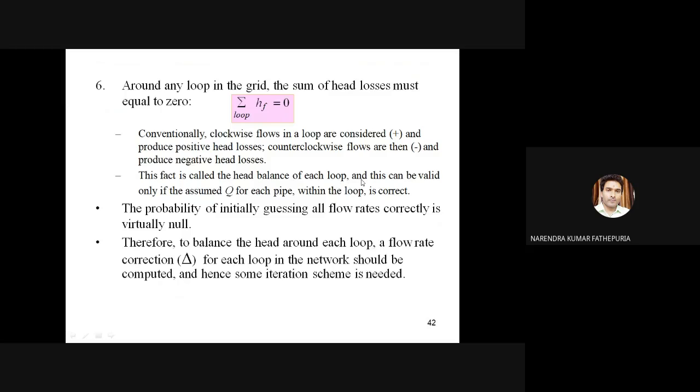This fact is also called the head balance of each loop, and it is valid only if the assumed Q for each pipe within the loop is correct. The probability of guessing all flow rates correctly at the start is virtually null. Therefore, to balance the head around each loop, a flow rate correction factor, delta, is introduced for each loop in the network and should be computed, and hence an iteration scheme is needed.